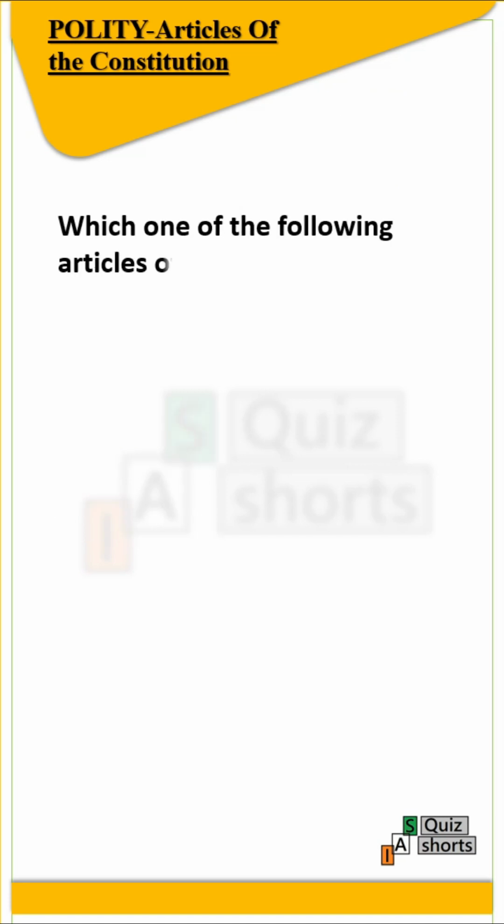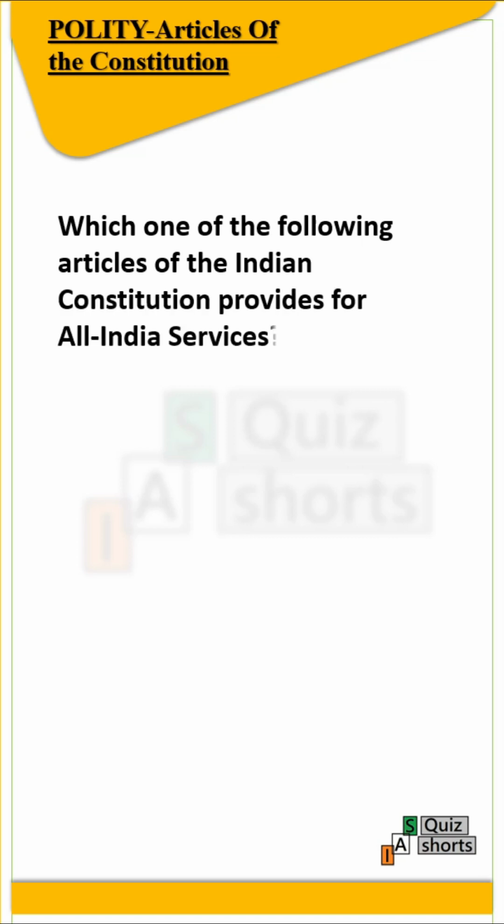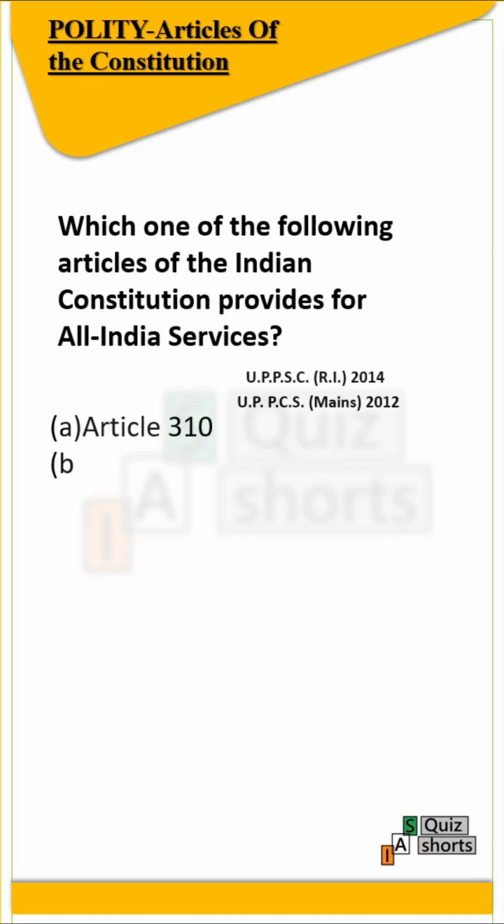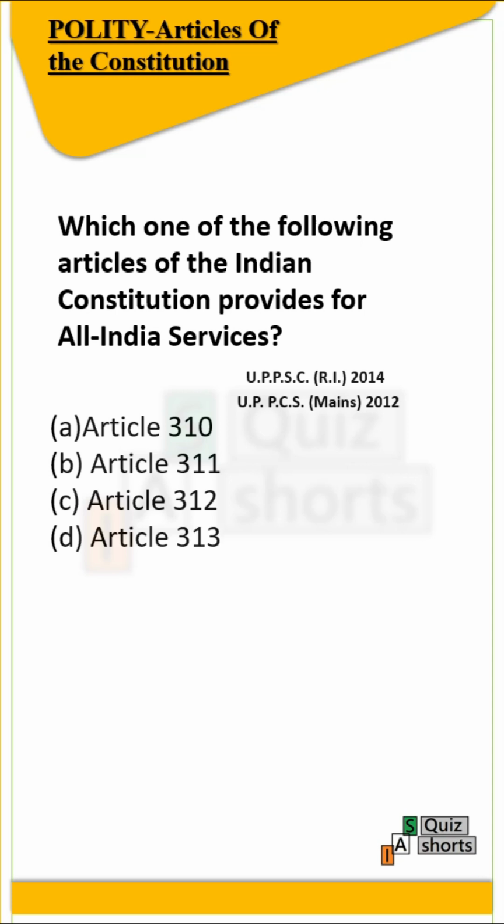Which one of the following articles of the Indian Constitution provides for all India services? Option A 310, option B 311, option C 312, option D 313. Answer is option C 312.